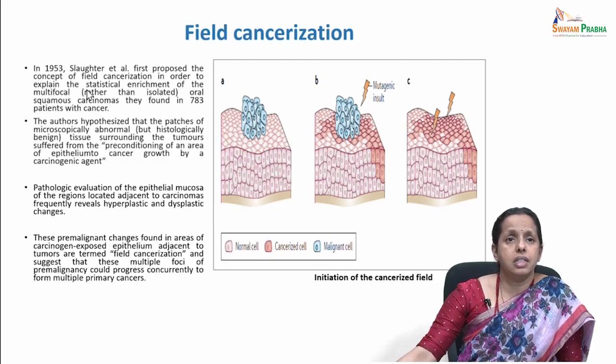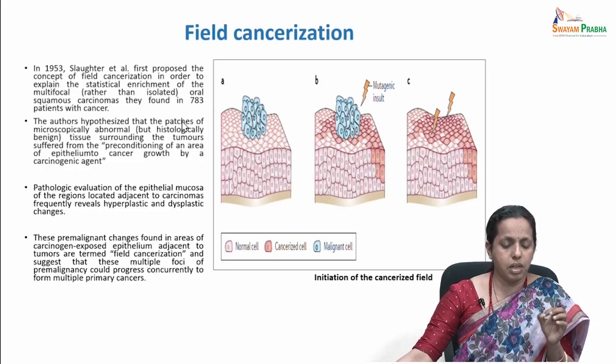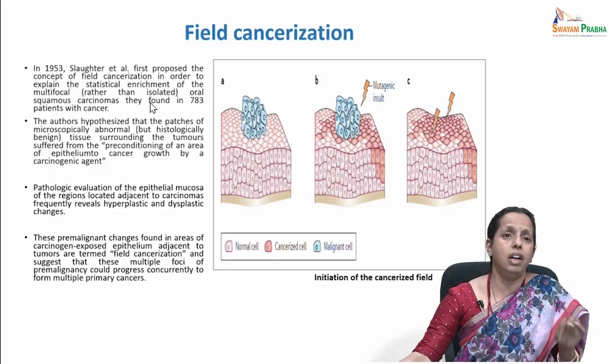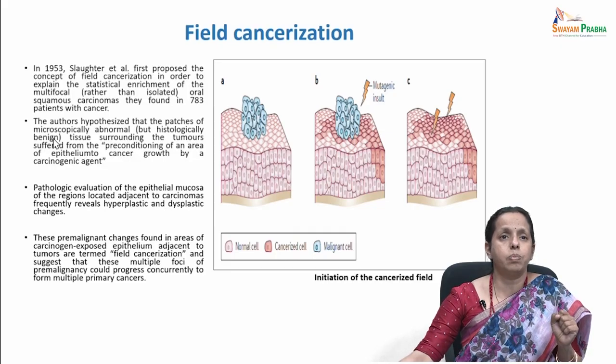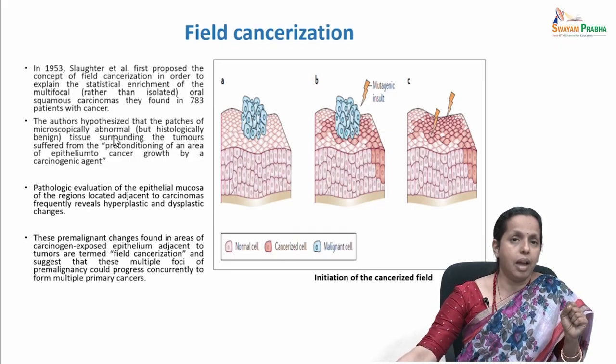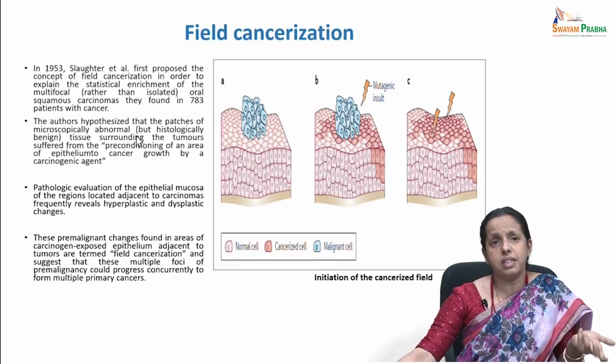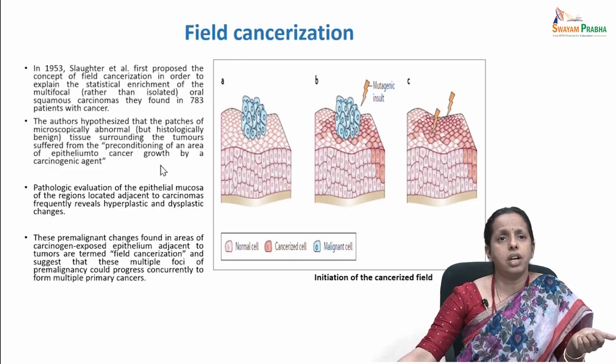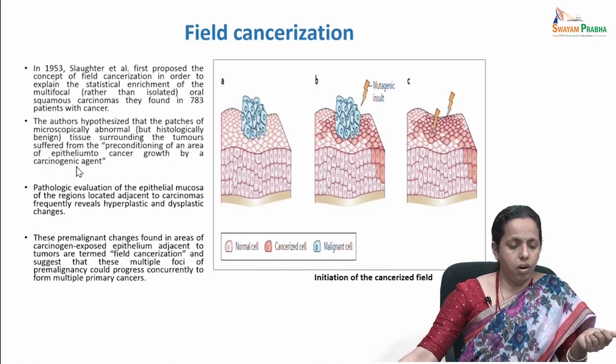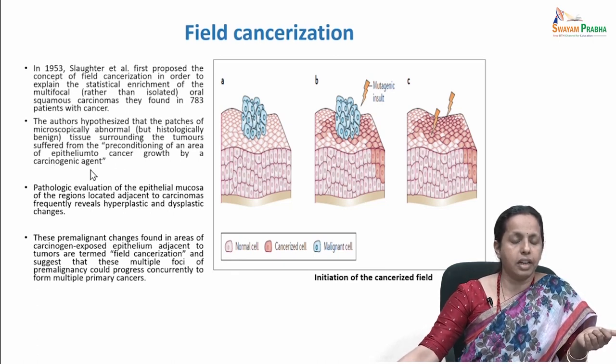to explain the statistical enrichment of multifocal rather than isolated oral squamous cell carcinomas, as they found it in 783 patients with cancer. There are only some multiple foci, and this is highly localized. What did they hypothesize? These patches are microscopically definitely abnormal, but the histological nature defines that they are benign, and the tissue surrounding the tumor suffered from the preconditioning of an area of epithelial cancer growth by a carcinogenic agent.